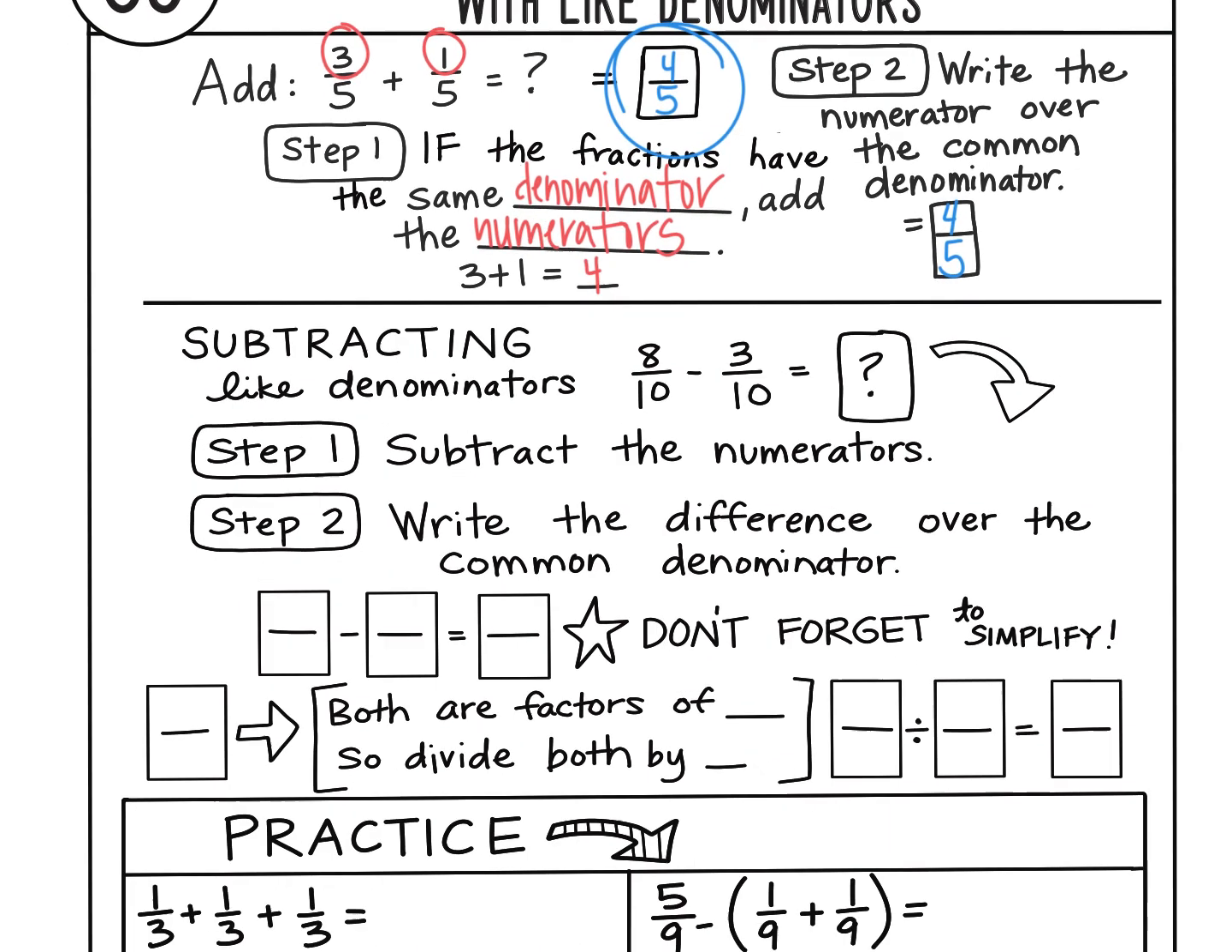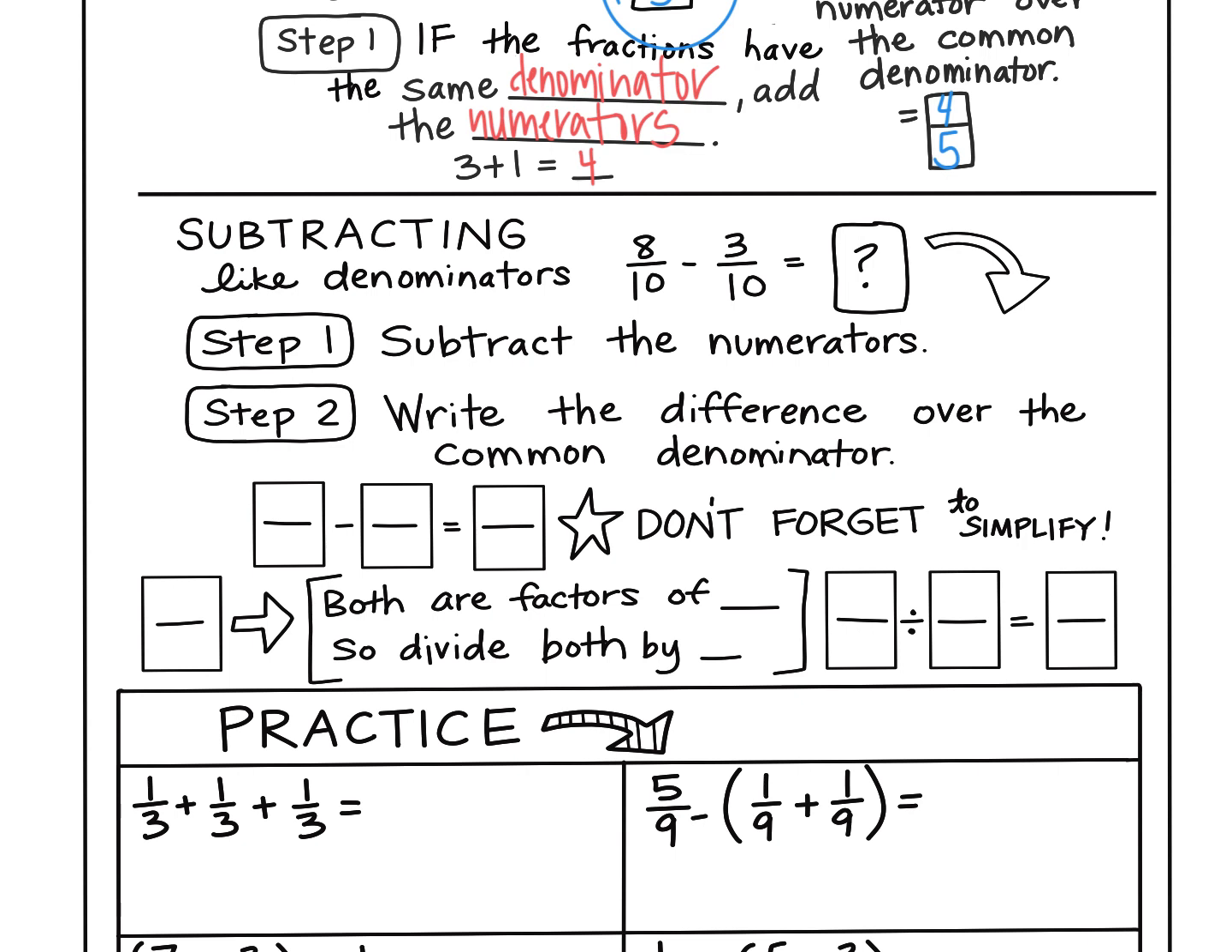Okay, so let's look at the next example. Step 1, subtract the numerators. If I'm working with this problem here, 8/10 minus 3/10, I'm going to set up my problem so that it looks like this. All I'm going to do is focus on my numerators. So 8 minus 3 equals 5. Does the denominator change? No, it's still a 10.